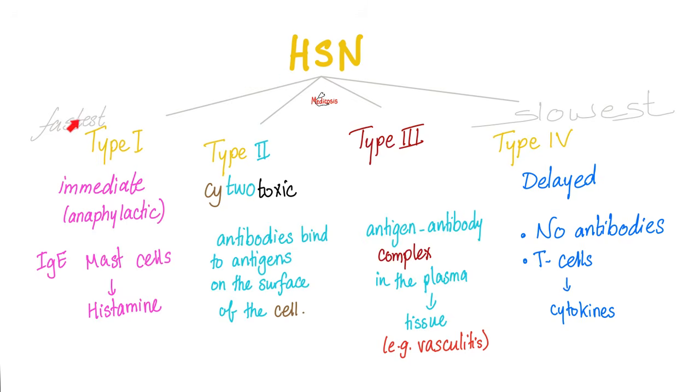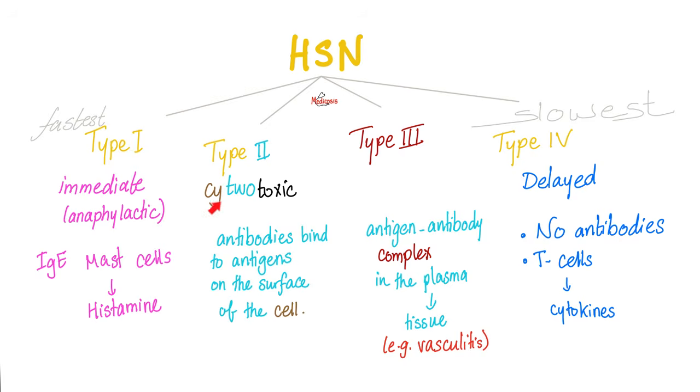Hypersensitivity, which one is the fastest? Type 1. Which one is the slowest? Type 4. Can you describe type 1 in few words? Sure. Immediate, anaphylactic, IgE, mast cells. They rupture, they degranulate, releasing histamine. And histamine can give you the symptoms of an anaphylactic shock.